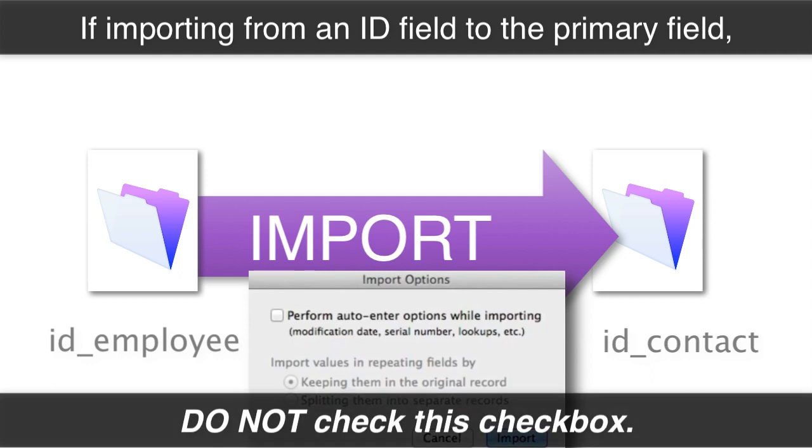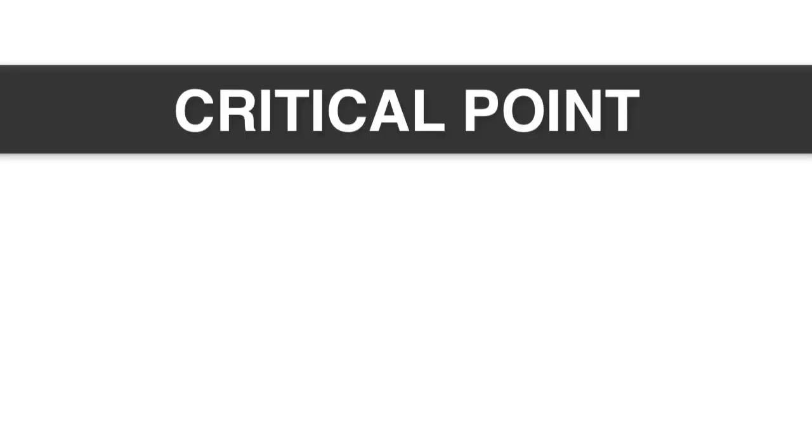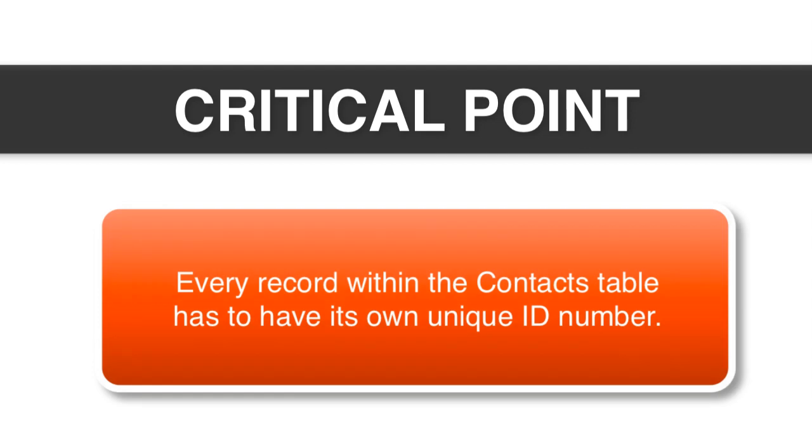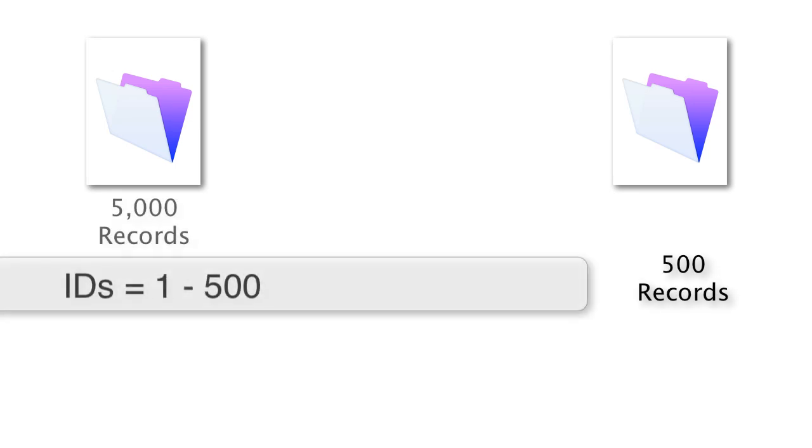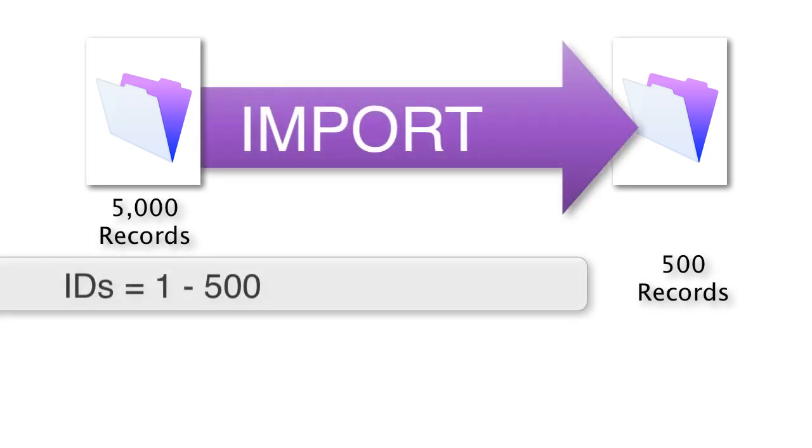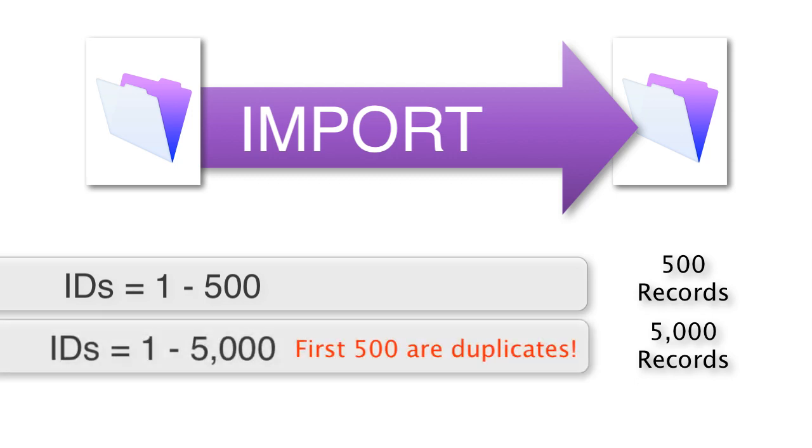You don't want FileMaker at this point overriding those serial numbers. You want to use those older serial numbers most likely. And here's the underlying critical point. Every record within the contacts table has to have its own unique ID number. So if you had 500 records that were already in here, and say we import this group of 5,000, this group of 5,000 cannot have any duplicate numbers, say with the previous existing 250.